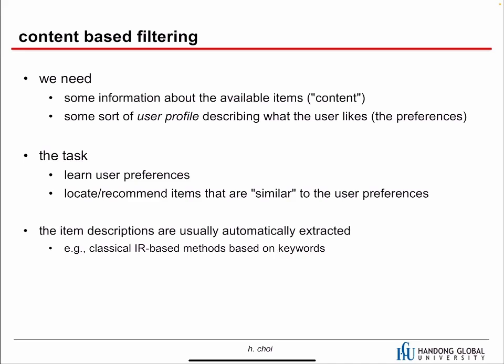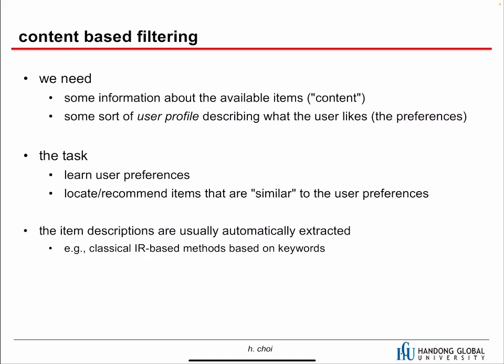So this content can be given by the users directly, or if you click something, then the system can learn about yourself. But anyway, the system will build up a user profile, and then the task is to learn user preferences, as I said, and locate or recommend items that are similar to the user preferences. As I said, there is no serendipity, an unexpected joyful event.